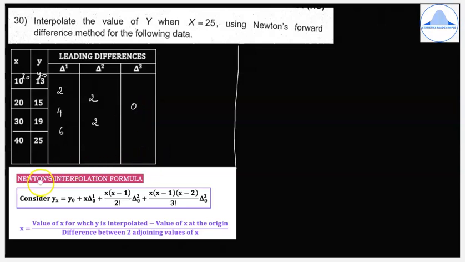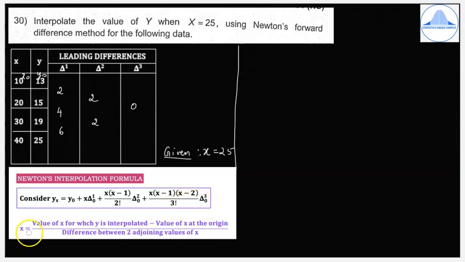Next, we will write here given x is equal to 25. Then write the formula for Newton's interpolation formula, that is y x is equal to y naught plus x delta naught to the power 1 plus x into x minus 1 by 2 factorial delta naught square plus x into x minus 1 into x minus 2 by 3 factorial delta naught cubed.